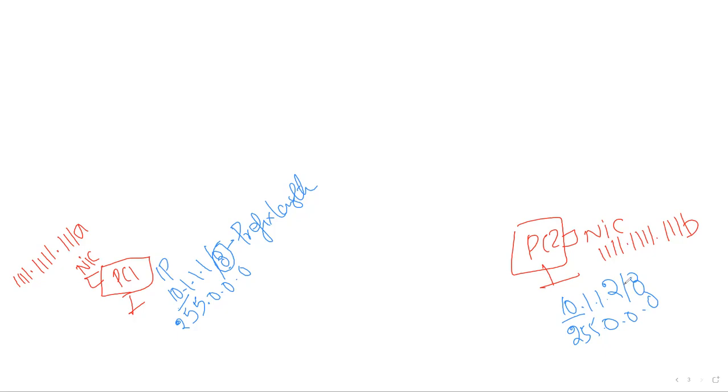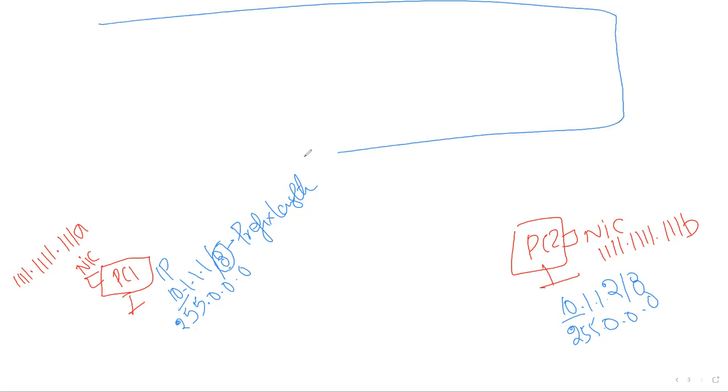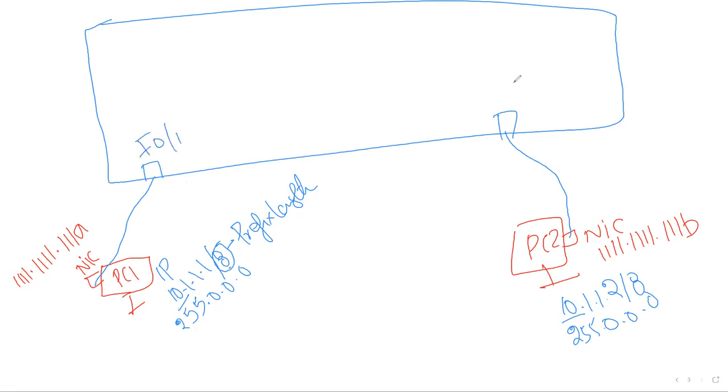Now we need communication between PC1 and PC2. So what we're going to do, we have a switch here. We'll connect it to the port, to the NIC, and here to the NIC. Let's say, for example, this is F01, F02. What is the meaning of F? F means Fast Ethernet. When I say Fast Ethernet, the speed of the interface is 100 Mbps.